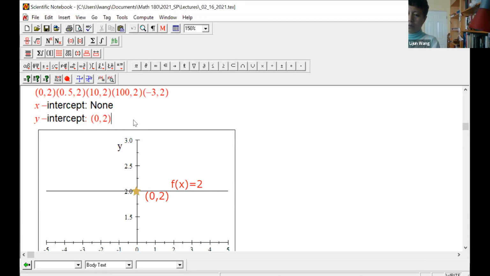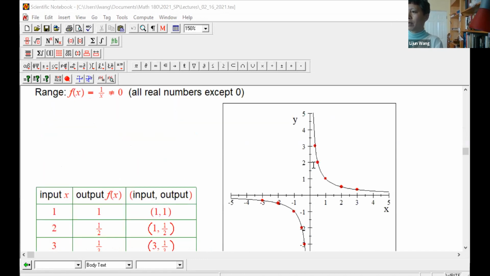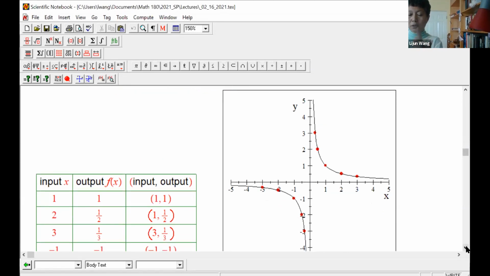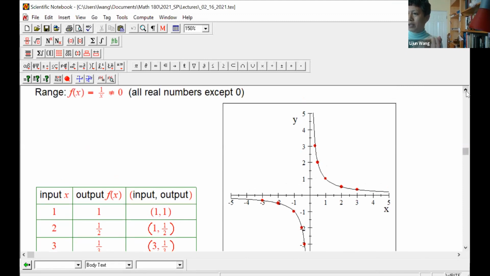You got it? So now we have all the questions answered. Of course, we have another important question, and we'll come back to it. Let's look at the other function, the function we just talked about. We discussed domain, we discussed the range, we have the graph. So now can you tell me what the x-intercept and y-intercept are?